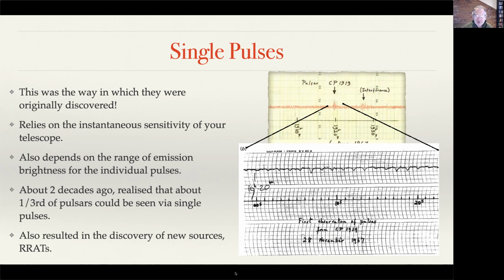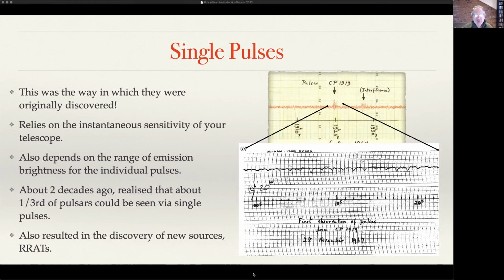What this relies on is the instantaneous sensitivity of your telescope. You have to have a very sensitive telescope to detect these single pulses. Now, the brightest pulsars that we know about, the ones that were discovered very early on, with modern telescopes we can see these quite easily. But of course, they were difficult to see with the less sensitive telescopes from earlier decades.